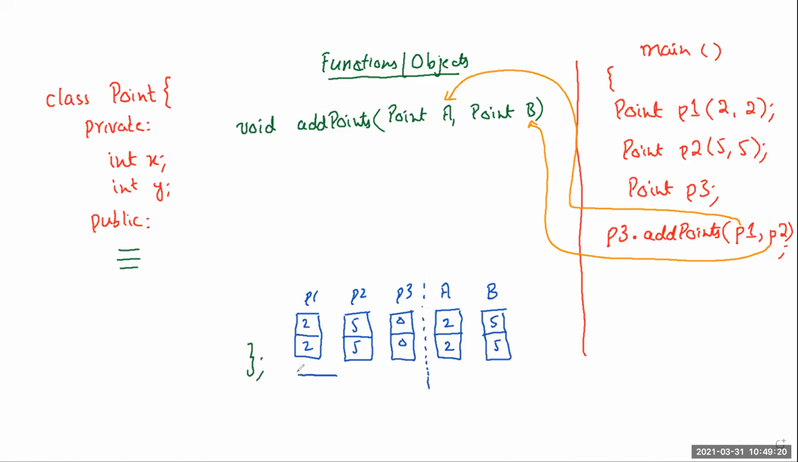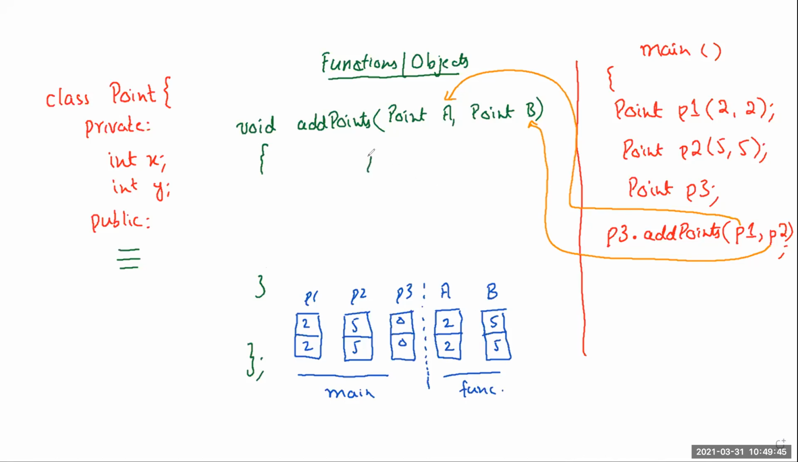These are the variables in the main, and these are the two variables in the function, which are the local variables of this function. Okay, now you see within the body of the function, what was my objective? Our objective was we wanted to add p1 and p2. And how do we add p1 and p2? We add x components together and y components together.